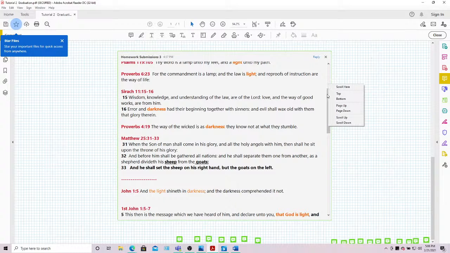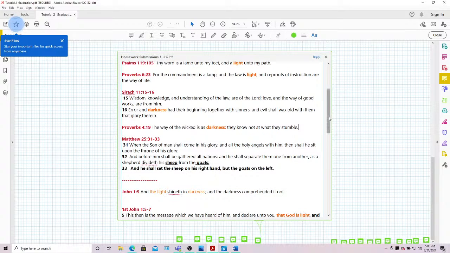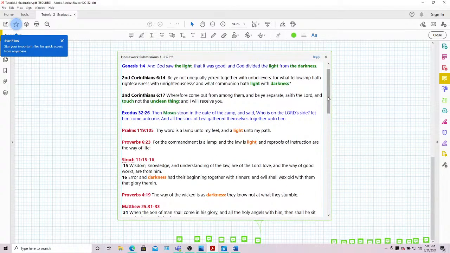So that precept, Matthew chapter 25, verses 31 through 33, ties right into Genesis chapter 1, verse 4. And that's a separation that's going on there. And then Brother Elson Winchester also ran into more precepts out of Paul. So he had 2 Corinthians chapter 6, verse 14. And it says, be ye not unequally yoked together with unbelievers.